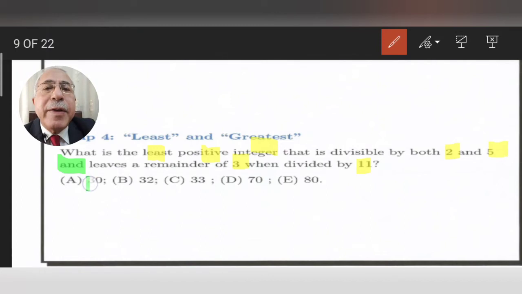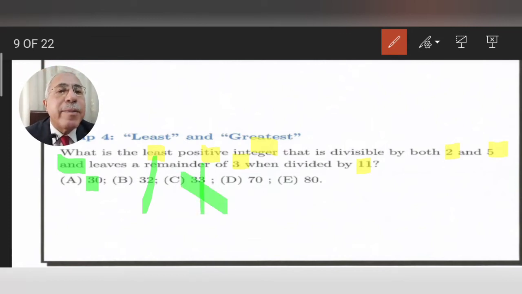I have 30. Okay. Now again, 32, yes, it's divisible by 2, but is it divisible by 5? No, it's not. Why? Because the unit is not 0 or 5. Okay, so this will be eliminated. I don't want it. Now 33, is it divisible by 2? No. So directly it will be eliminated.